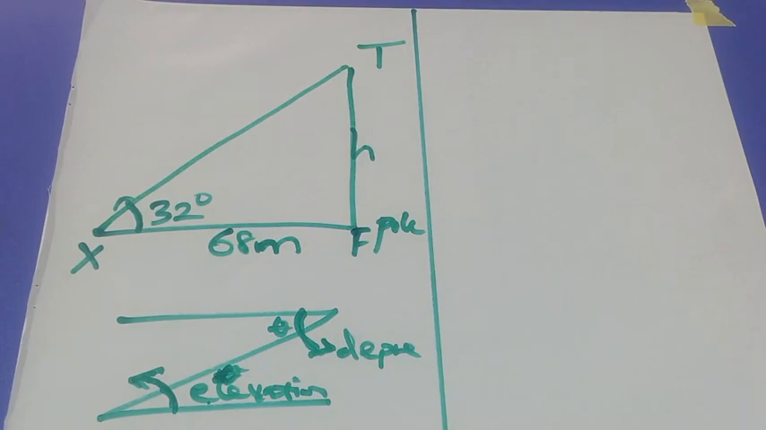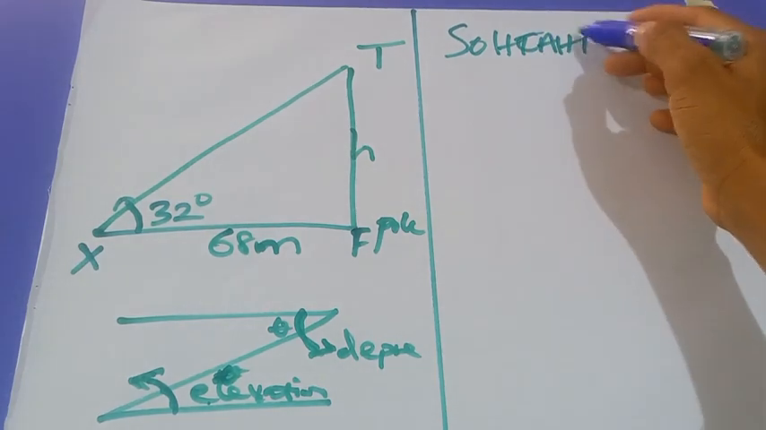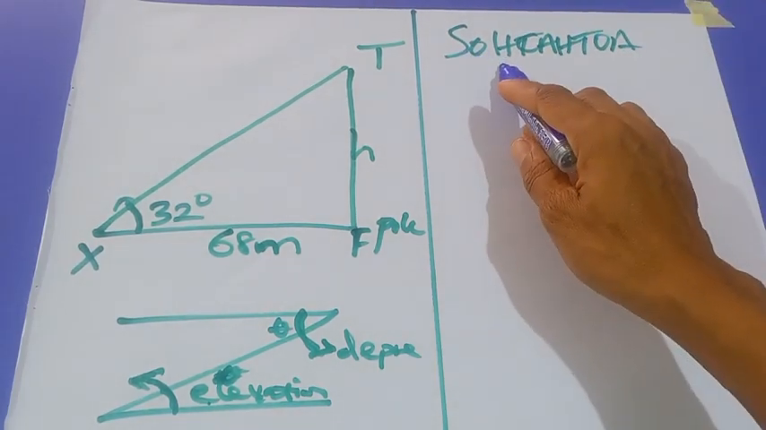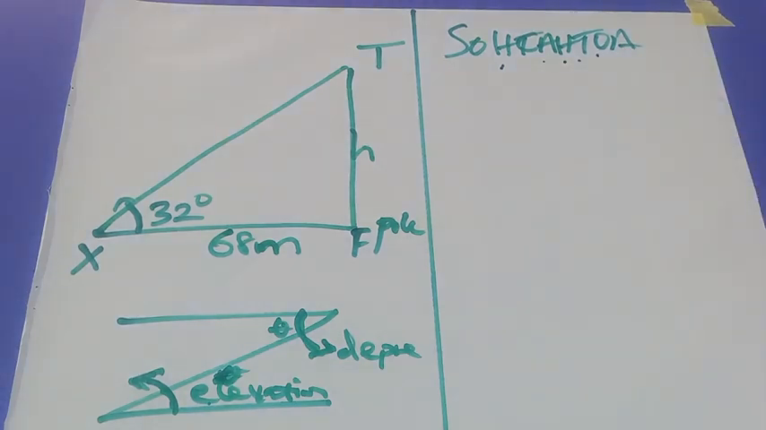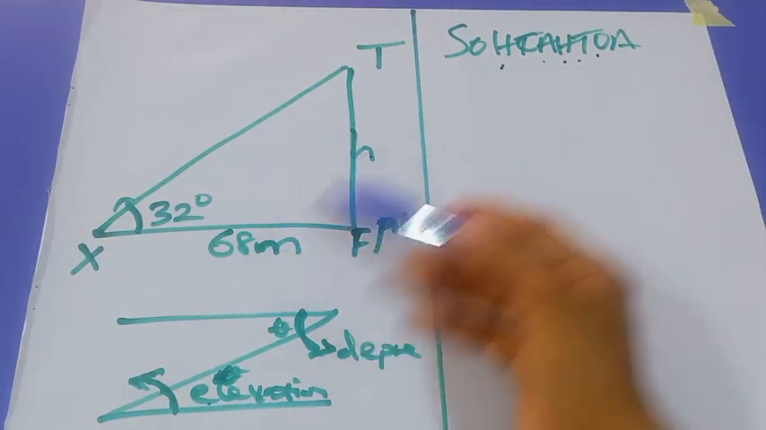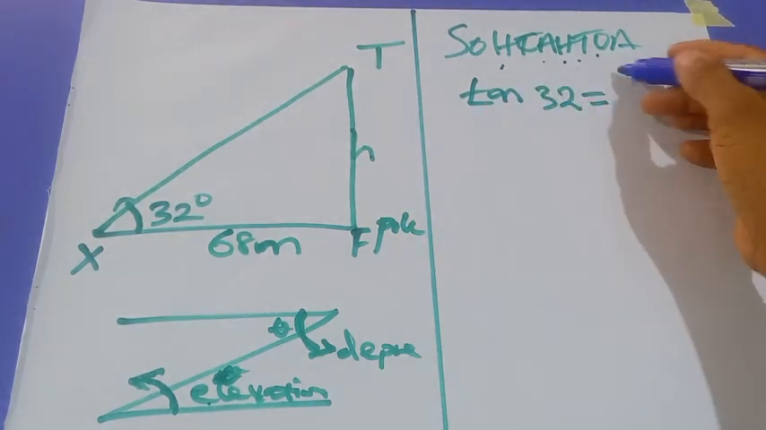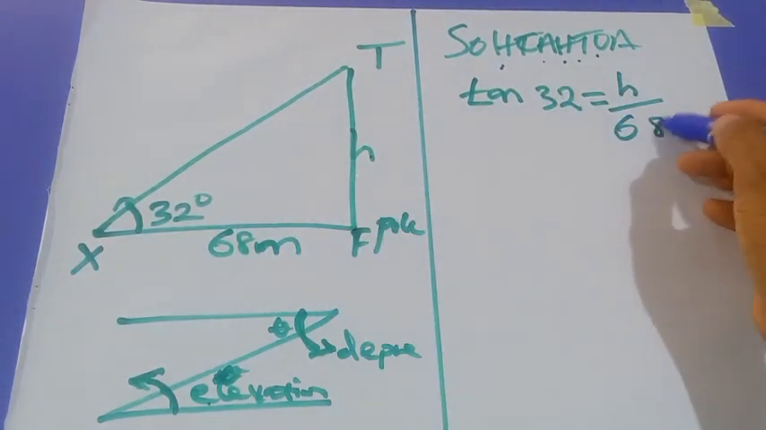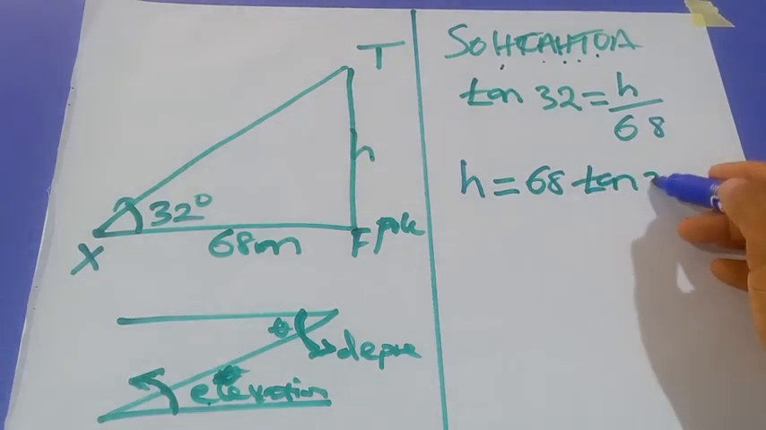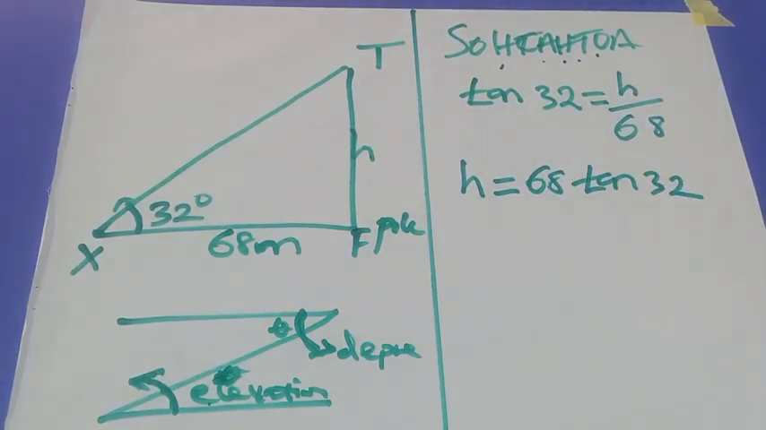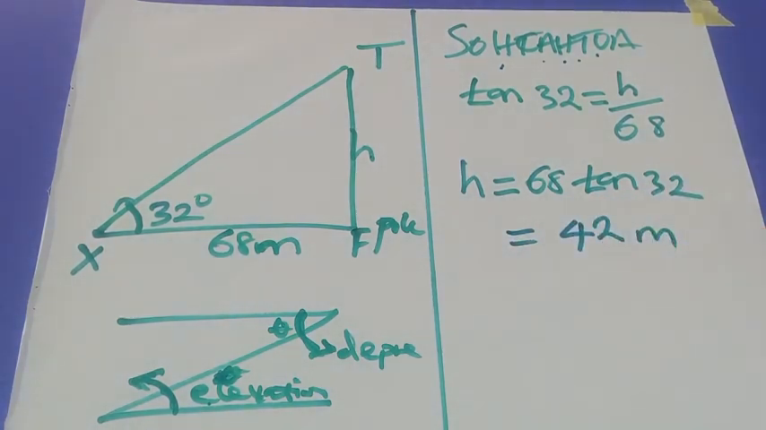We are also going to apply SOHCAHTOA. Sine is opposite over hypotenuse, cos is adjacent over hypotenuse, tan is opposite over adjacent. So since we have opposite and adjacent, we are going to use tan 32 is equal to opposite, which is h, over adjacent 68. From there, we'll get our height to be 68 tan 32, and that will give us 42 meters.